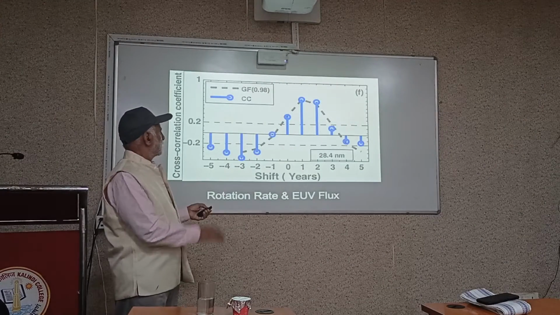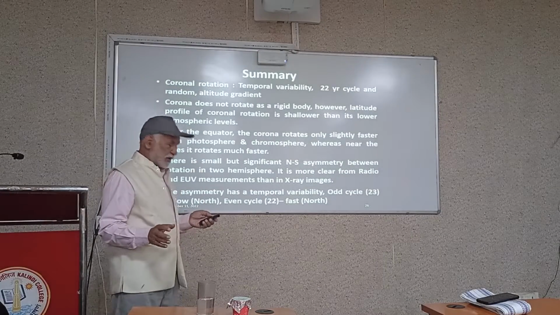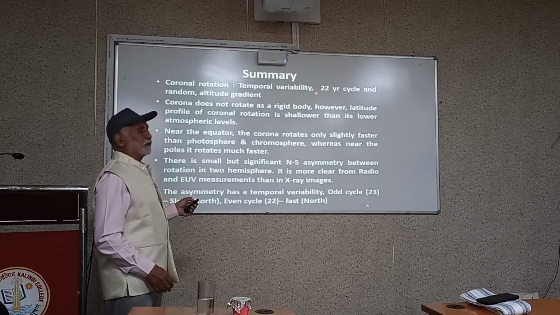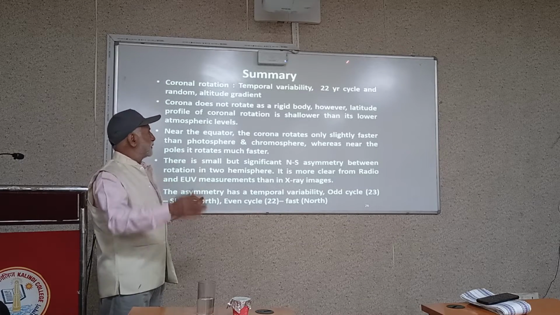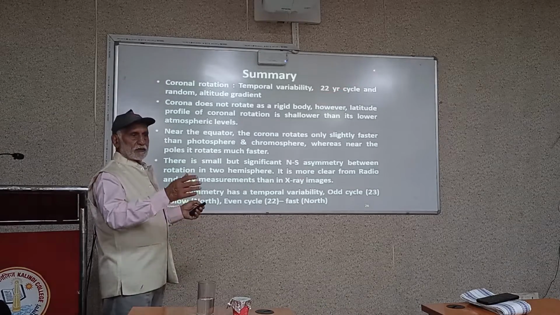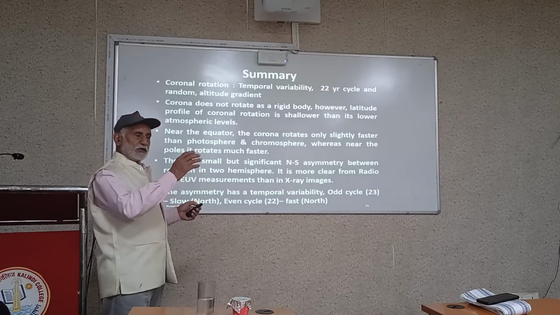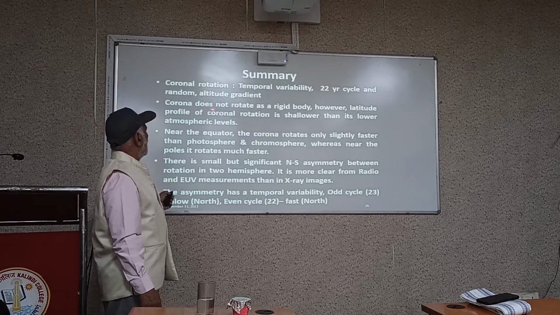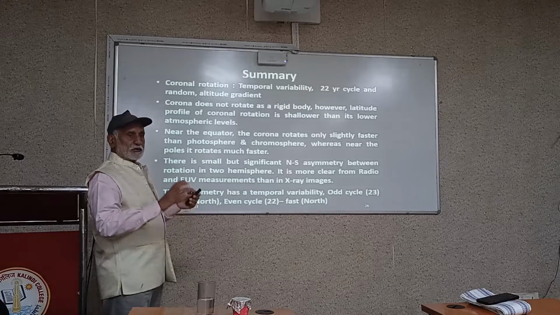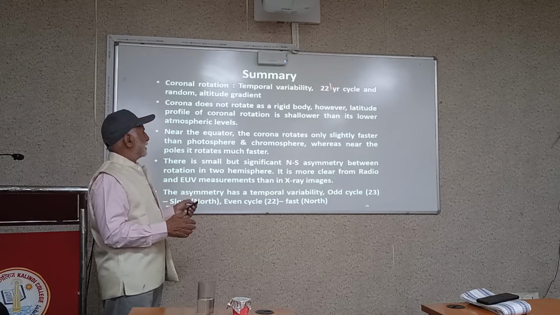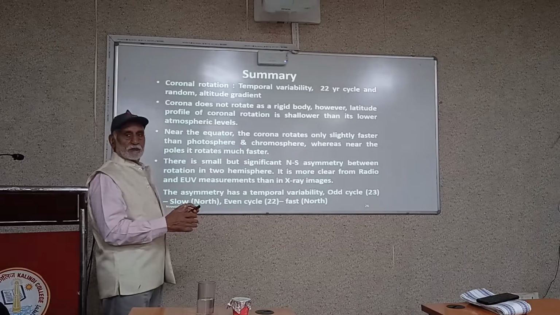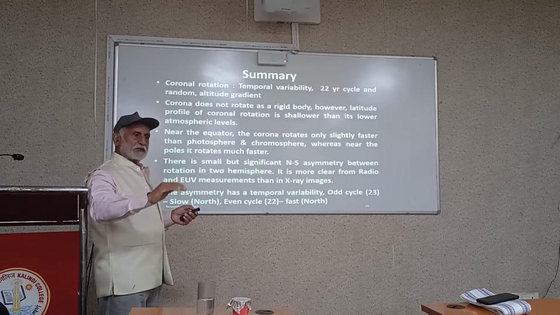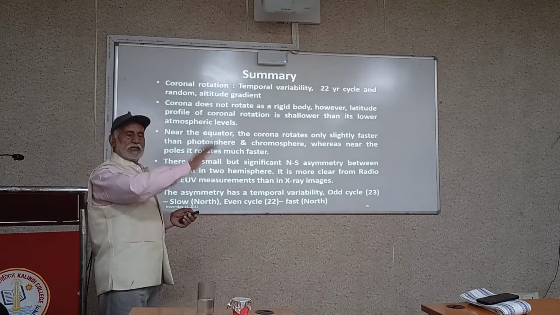So let me summarize what we have seen here. The coronal rotation has a temporal variability. It varies with time, and it has a 22-year sort of variation. Not only 11 years, after a certain cycle there is a bigger change. And the corona does not rotate as a rigid body. There is a latitudinal variation of the rotation, though the variation from equator to pole is lower than what has been seen in the photosphere.